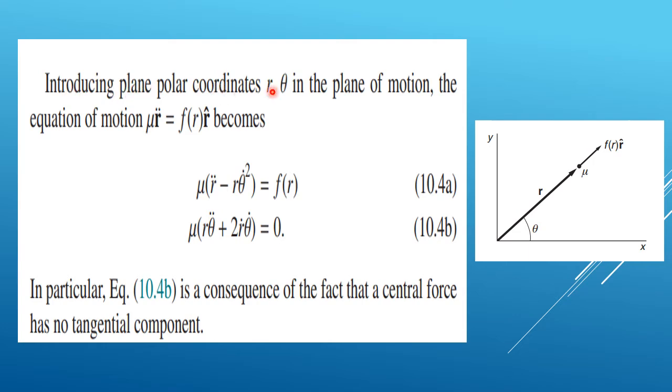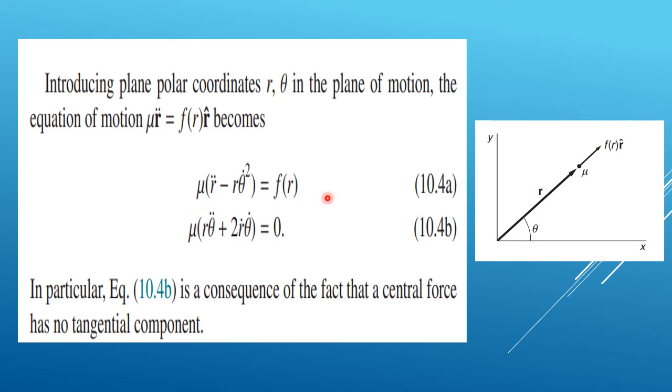Now, if we introduce the plane polar coordinates r and theta, we can find that the equation of motion is mu r double dot equal to f of r times the unit vector, which we have already studied. When we split it into two equations, one along the radial direction and another along the tangential direction, you get mu times (r double dot minus r theta dot square) equal to f of r, since f of r is in the radial direction.